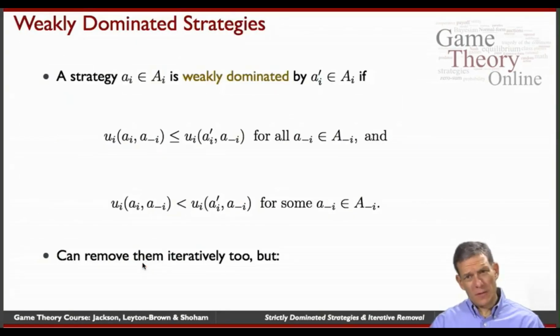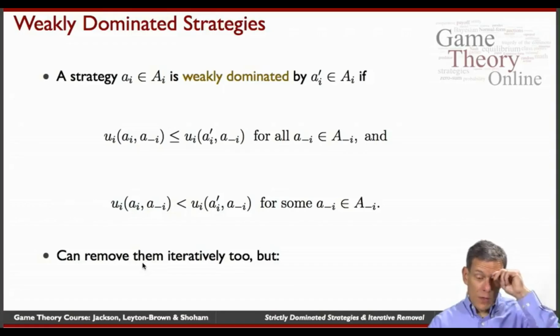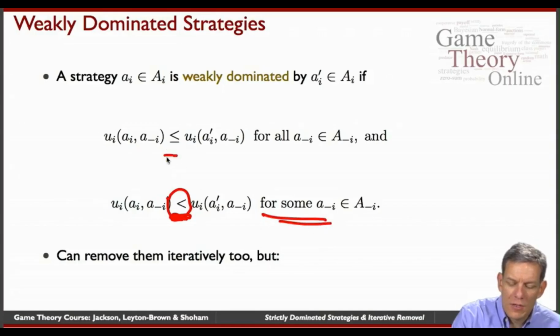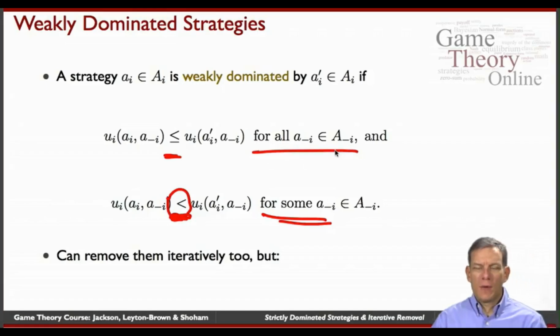There's another type of domination which also makes some intuitive sense and people use in games, and that's to weaken the domination relationship. Instead of strict domination, we can consider weakly dominated strategies. What's the idea of weak domination? It's very similar to what we had before, but instead of having the strict inequality hold everywhere, instead of having this hold for all A minus i, it just has to hold sometimes, and you just need a weak inequality for all strategies of the others.